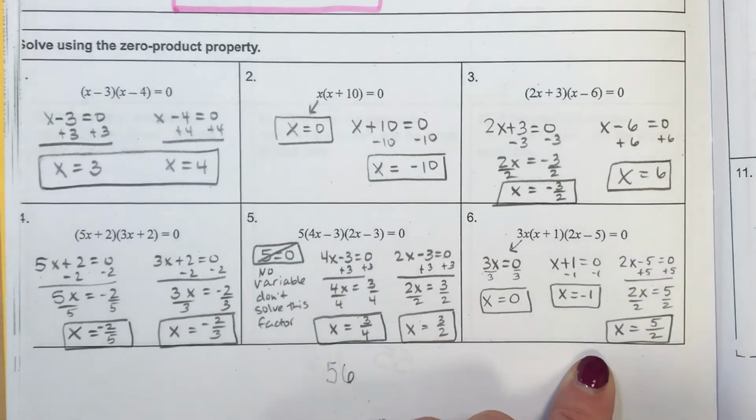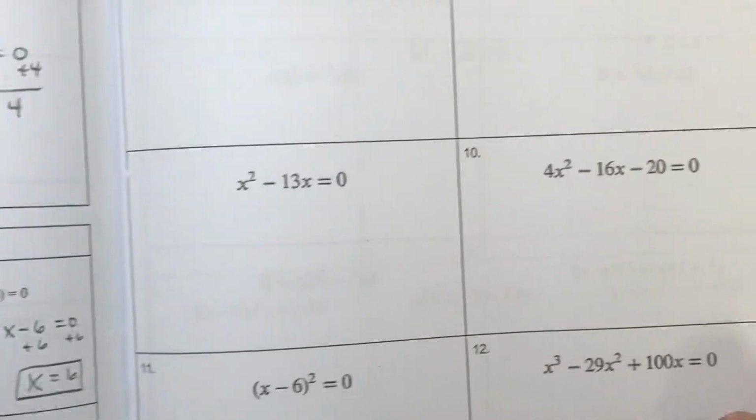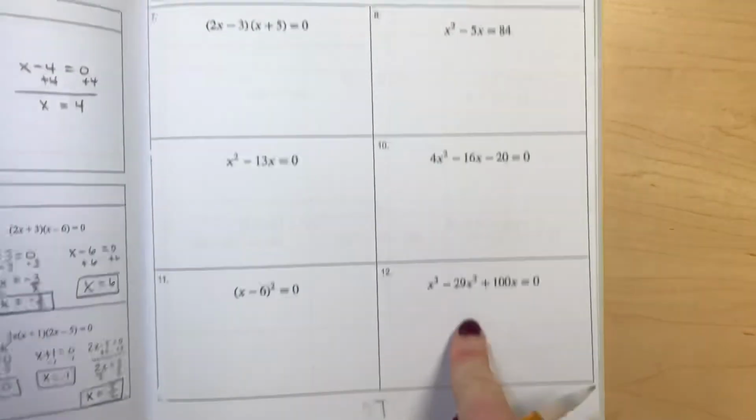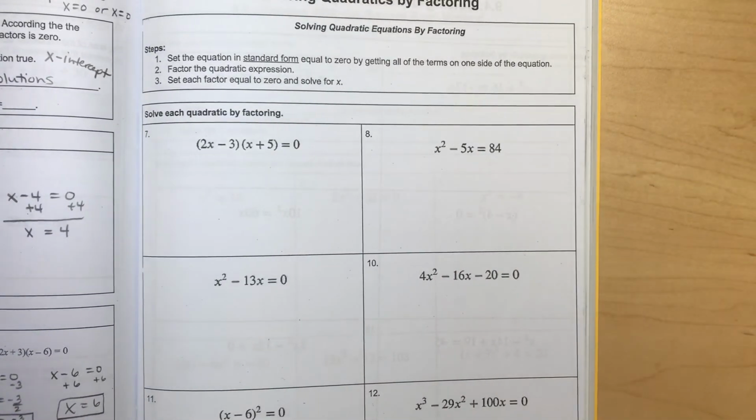Now in the next video, I'm going to show you some examples where our polynomial is not already factored for us. So I'm going to show you in the next video how to review factoring and then set your factors equal to 0.